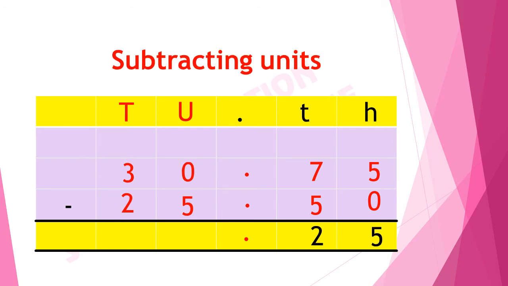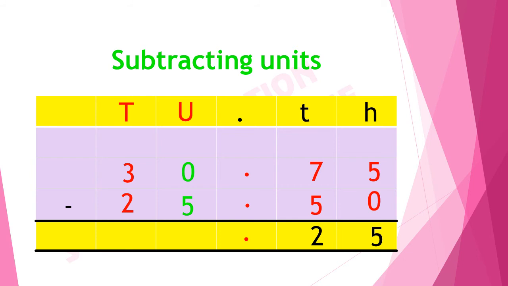Now we will subtract units. In the units column there is 0 and 5. We have to subtract 5 from 0. But we cannot take away 5 units out of 0 units. What will we do now? Think about it, students. What will be the next step?